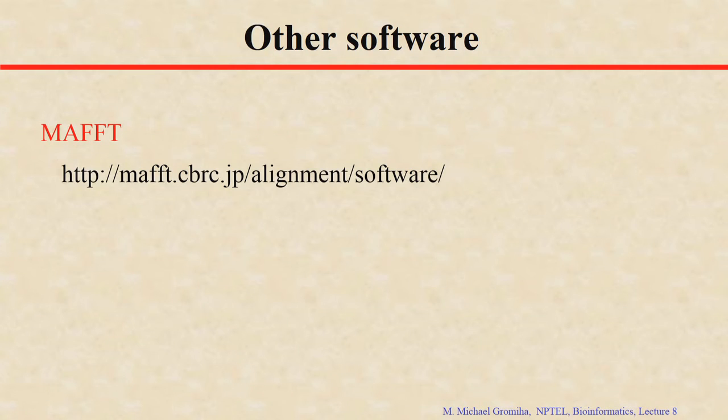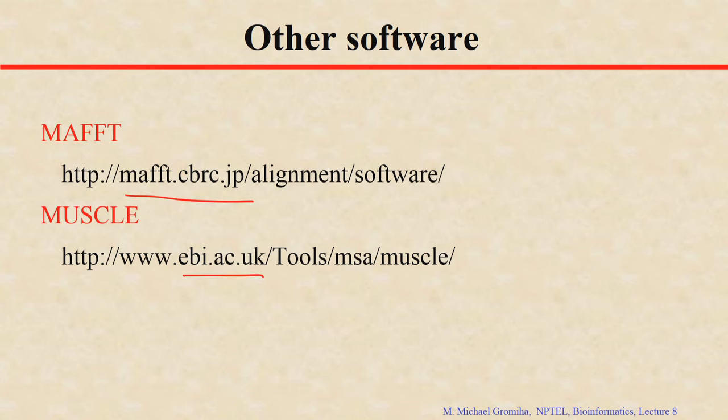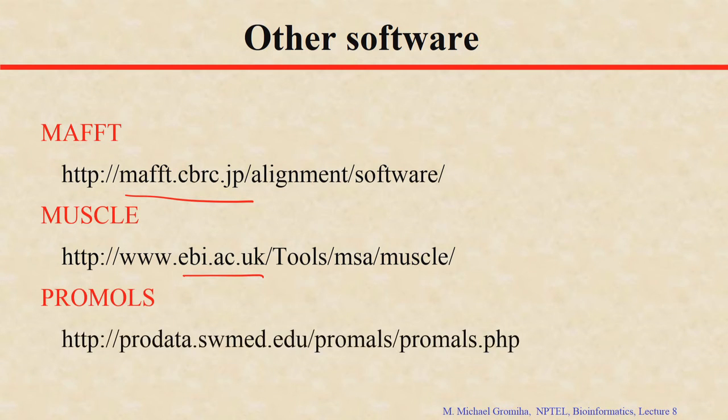There are several other software packages available in the literature which can also be used for multiple sequence alignment. For example, MAFFT, available on the website cbrc.jp, and MUSCLE, which is also one of the widely used programs. You can see this one is in the UK, so you can use MUSCLE, and PROMALS is another software you can also use for multiple sequence alignment.